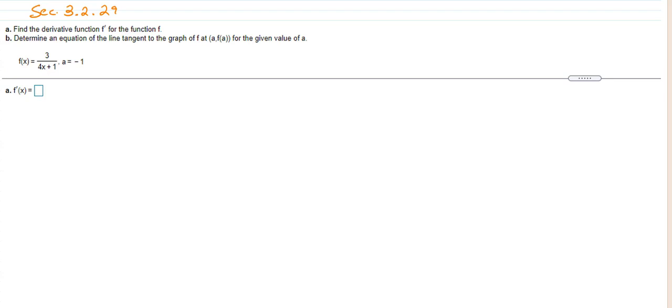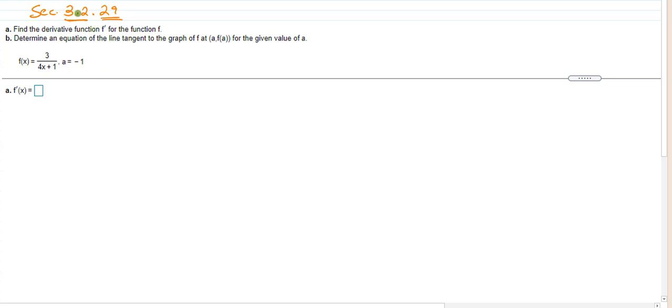Folks, here's a question about section 3.2, and it's question 29 in the textbook. That doesn't correspond to the number in my math lab, but it's one of the MyMathLab homeworks from our section 3.2. In this problem, we're asked to find the derivative of the function, that is, find f prime for f, where f is given to be this function.